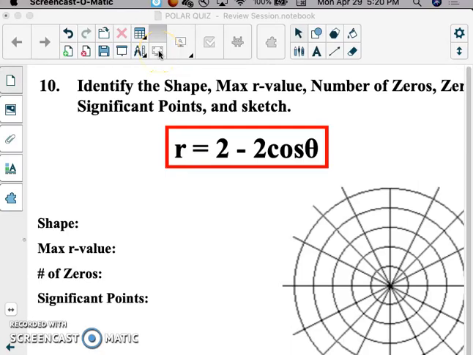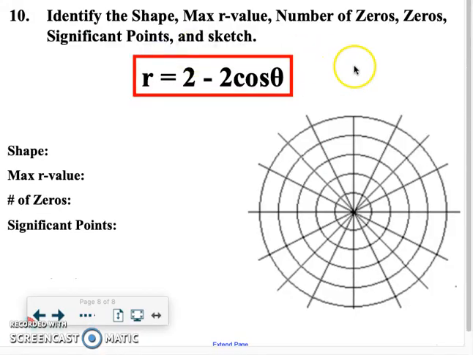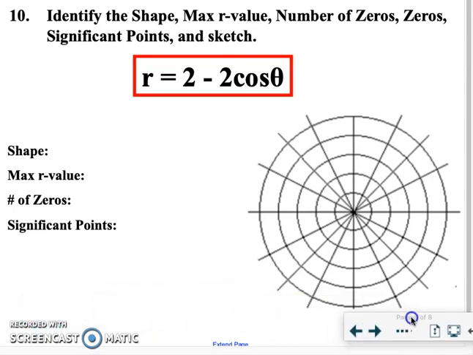Our last problem that we have here, again, making a sketch. Again, as we could see directionally, we want to identify the shape, the max R value, the number of zeros, specifically the zeros, significant points, and sketch. So that's a little misleading. Again, I copied and pasted here.